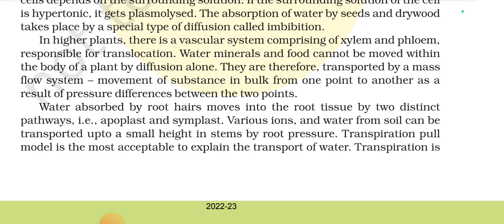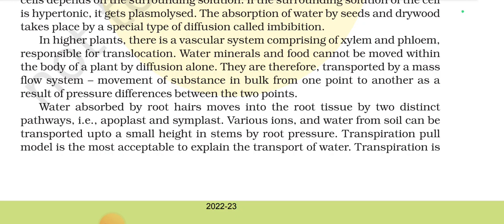They are therefore transported by a mass flow system, movement of substance in bulk from one point to another as result of pressure differences between the 2 points. Water absorbed by roots hairs moves into the root tissue by two distinct pathways, apoplast and symplast. Various ions and water from soil can be transported up to a small height in stems by root pressure.